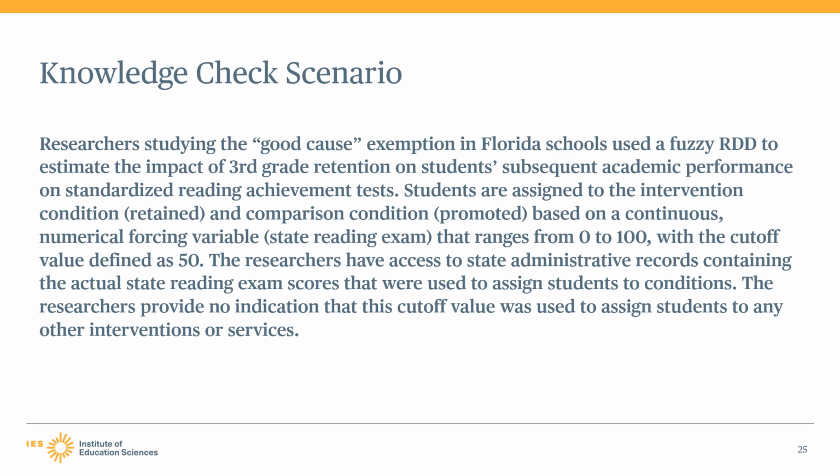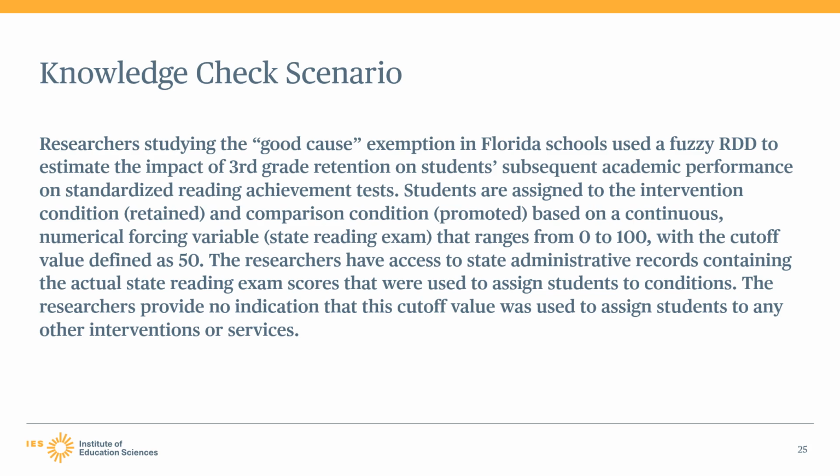However, some students who pass the reading exam may be eligible for an exemption and thus are not retained. Furthermore, teachers may also elect to retain students who pass the reading exam but are deemed in need of retention. Researchers used a fuzzy RDD to estimate the complier average causal effect of third-grade retention on students' subsequent academic performance on standardized reading achievement tests. Students are assigned to the intervention condition, retained, and comparison condition, promoted, based on a continuous numerical forcing variable. The students take a state reading exam with possible scores ranging from 0 to 100 with a cutoff value of 50.